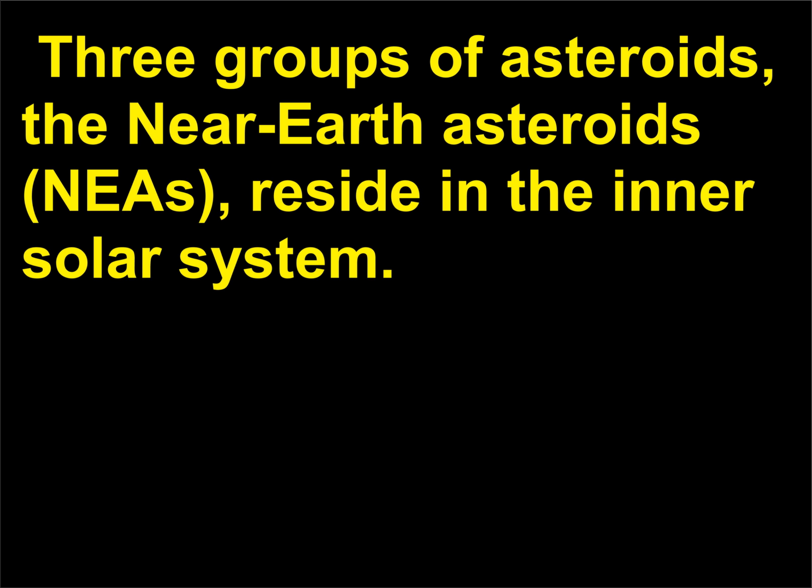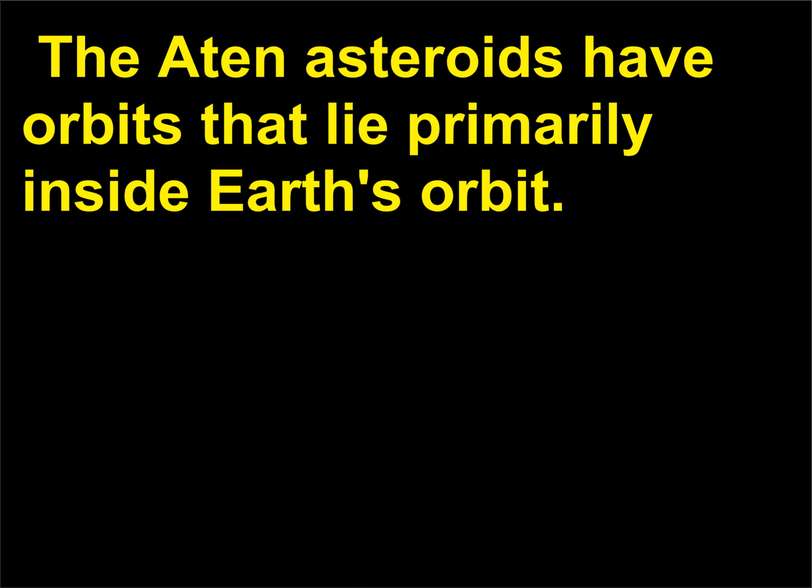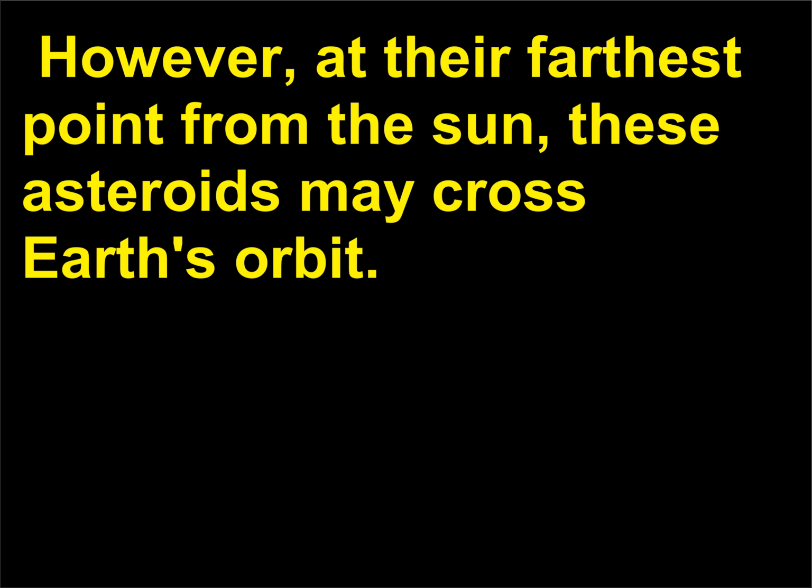3 groups of asteroids, the near-Earth asteroids, NEAs, reside in the inner solar system. The Aten asteroids have orbits that lie primarily inside Earth's orbit. However, at their farthest point from the Sun, these asteroids may cross Earth's orbit.